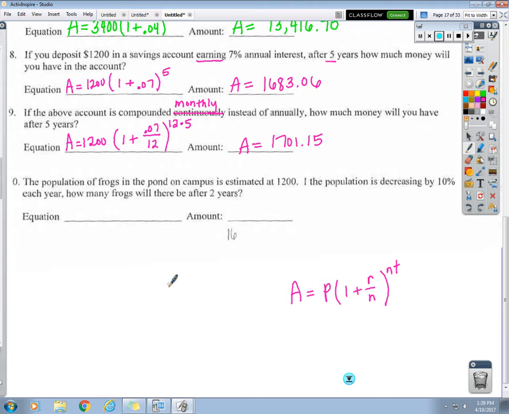The population of frogs in the pond on campus is estimated at 1,200. If the population is decreasing by 10% each year, how many frogs will there be after 2 years? Okay, so we start with 1,200 frogs. They're decreasing, so 1 minus by a rate of 10%. So you could also have written that as 0.90, and then to the second power for 2 years. And so how many frogs are there after 2 years?